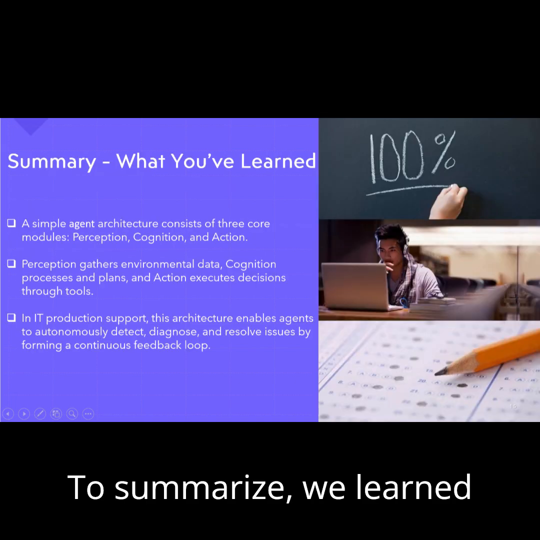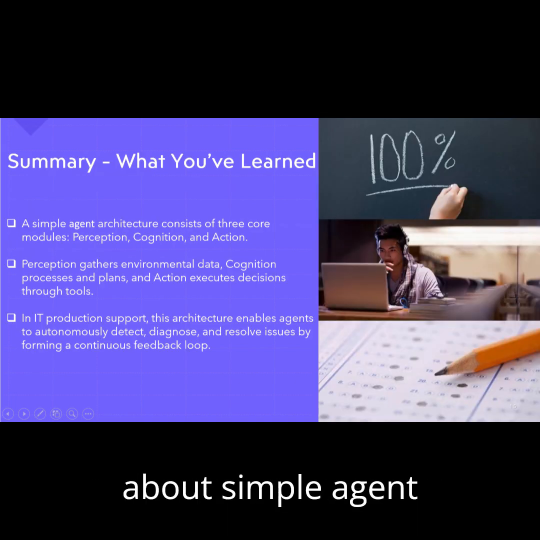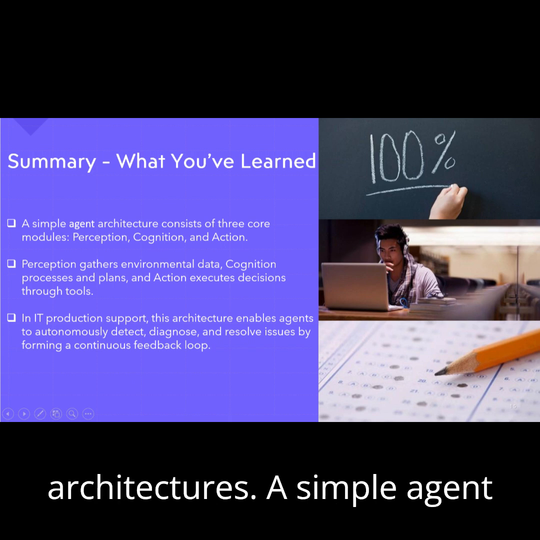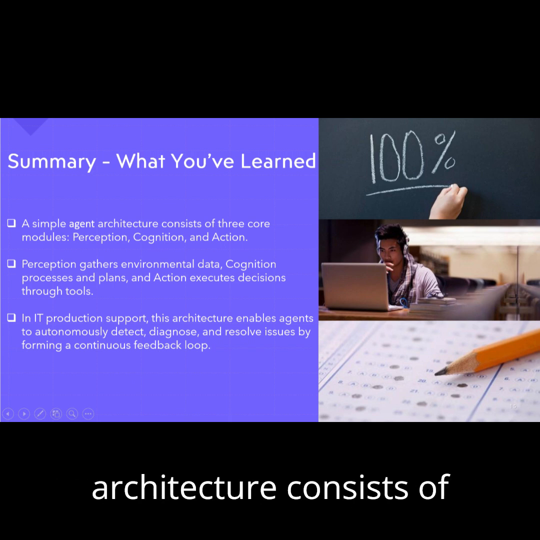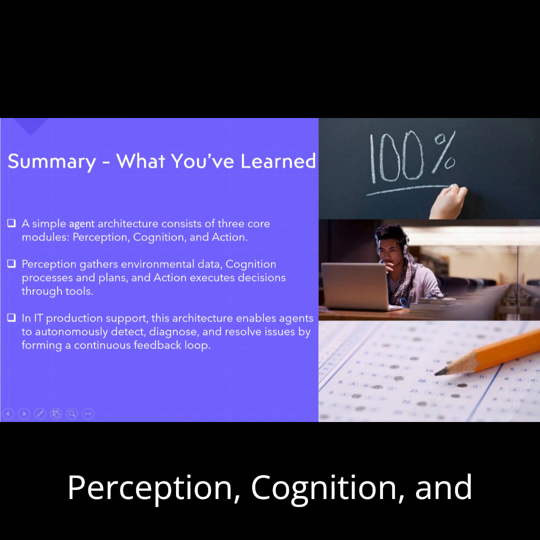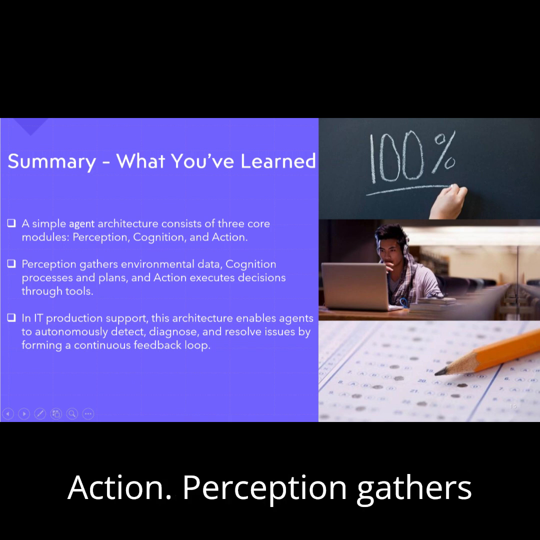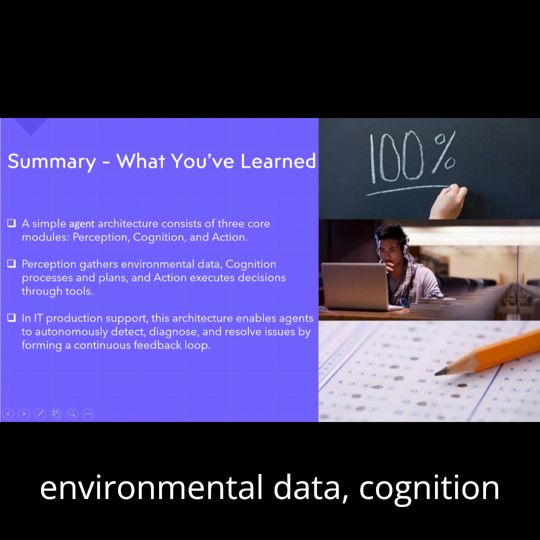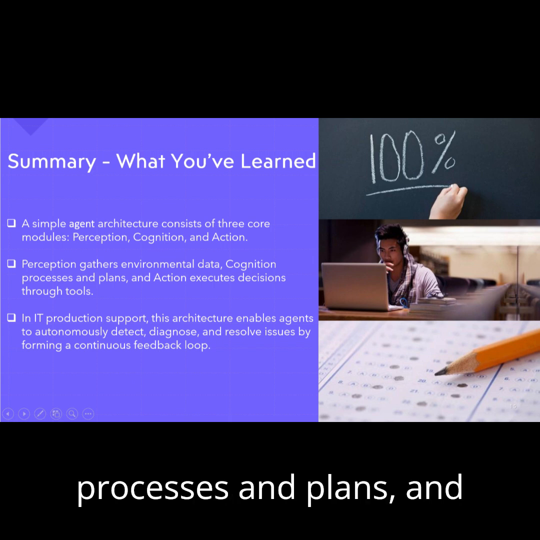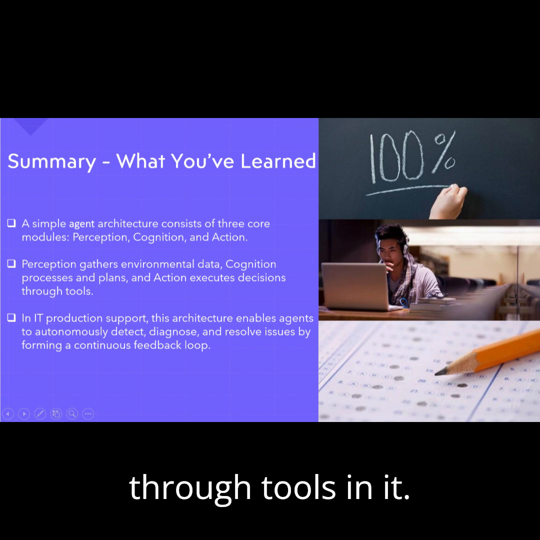To summarize, we learned about simple agent architectures. A simple agent architecture consists of three core modules: perception, cognition, and action. Perception gathers environmental data, cognition processes and plans, and action executes decisions through tools.